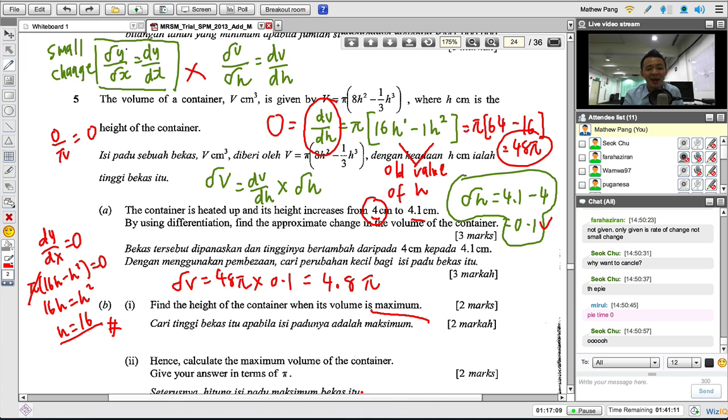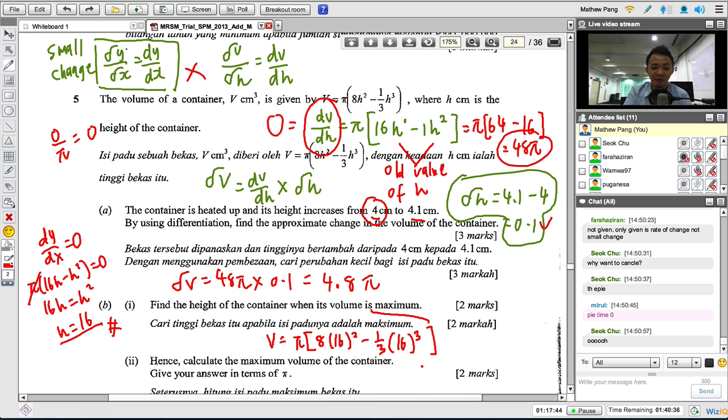Hence, calculate the maximum volume. Yeah, give your answer in pi. Alright, so now they want maximum volume already. So volume, yeah, just press the calculator. Pi is outside. This is 8 multiple 16 square minus 1 over 3 multiple 16 cube. Yeah, I think you press the calculator should give you some answer. I'm not sure. Okay, 16 square multiple 8 minus bracket 16 cube divided by 3.